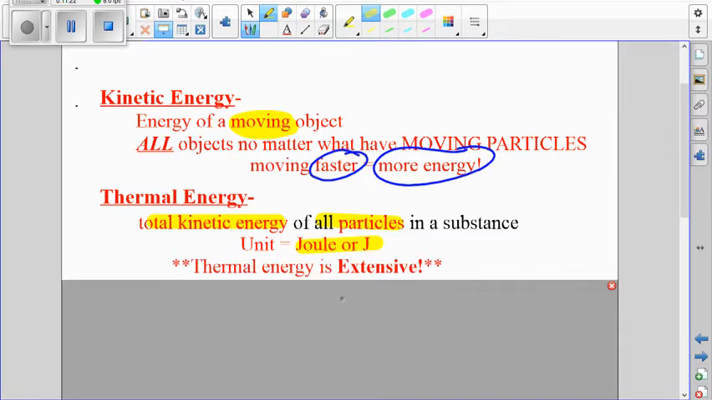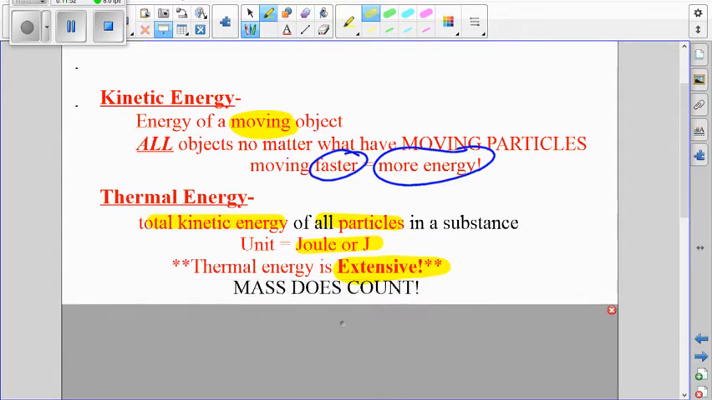Now, because thermal energy is when you're adding up all the particles, that makes it extensive, okay? Thermal energy is extensive because it's adding up all the particles. So if you have less particles, say we take Ailey's desk over there and we chop it in half, she has half as many desk particles. And so the thermal energy would have been roughly cut in half, because we lost half the particles. So thermal energy is extensive, and the mass does count. Do I have to write mass does count? Well, if you know what extensive means, probably not.